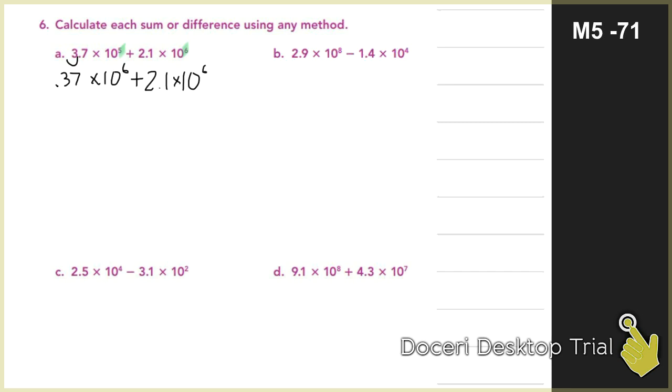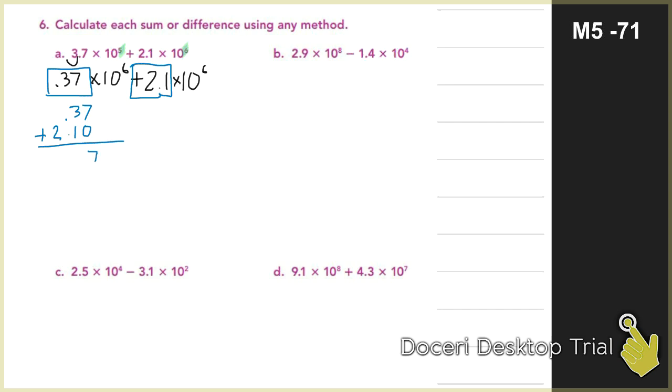Okay, now we can solve this. We have the same characteristic. We have 10 to the 6th in both cases. So first step is to take the mantissa plus this mantissa. So I'm going to set it up as 37 hundredths plus 2 1/10. Add a 0 for placeholder. Make sure you line up your decimals when you do this.